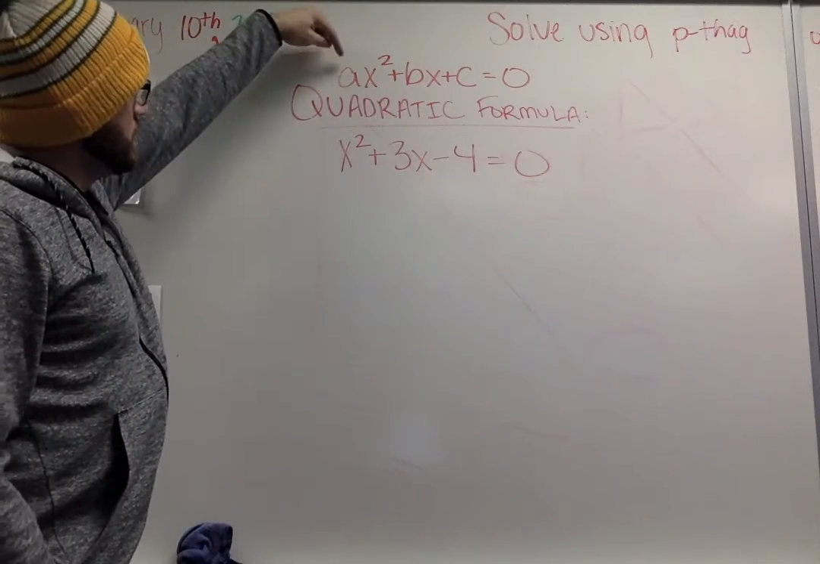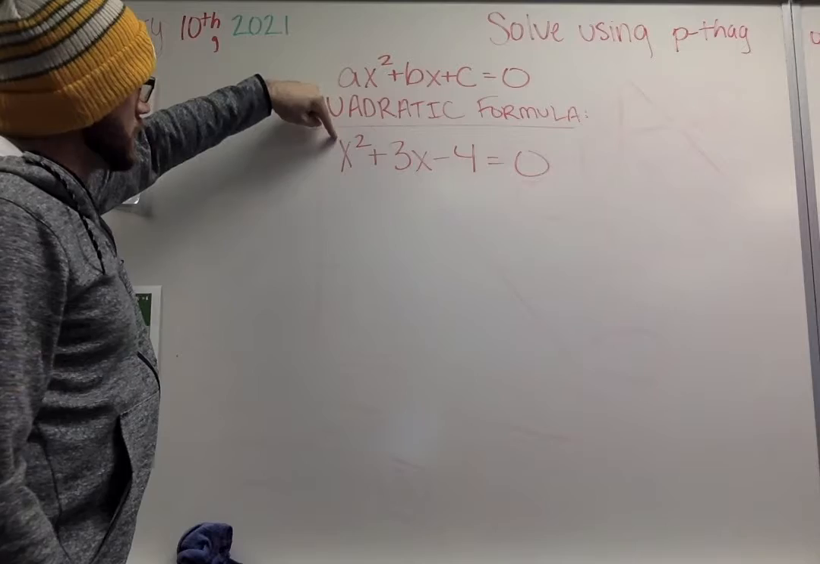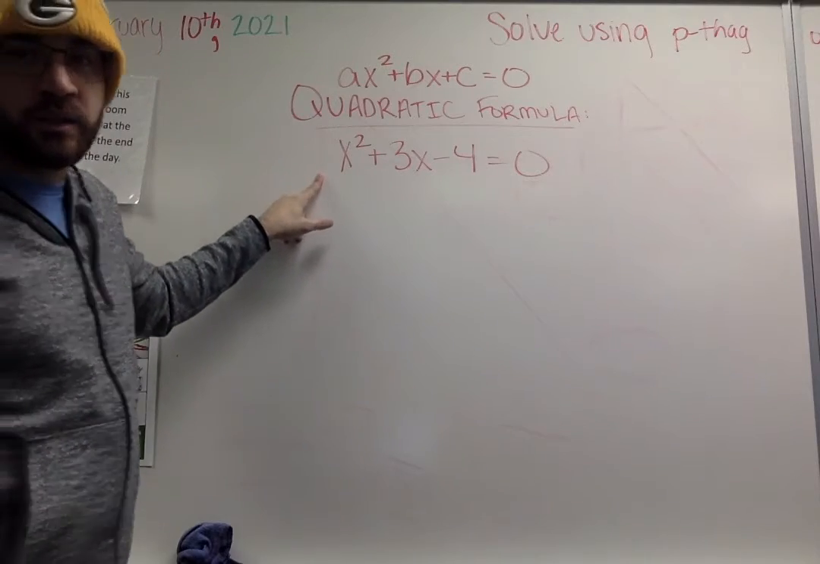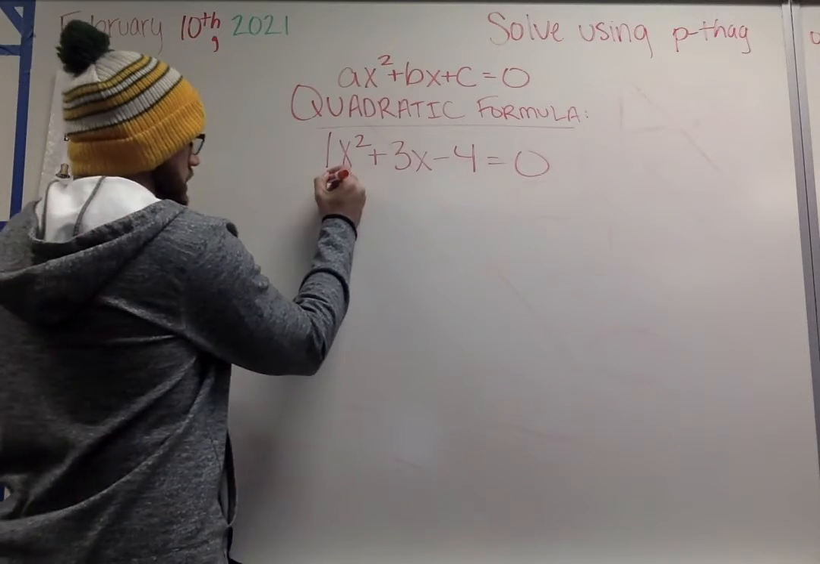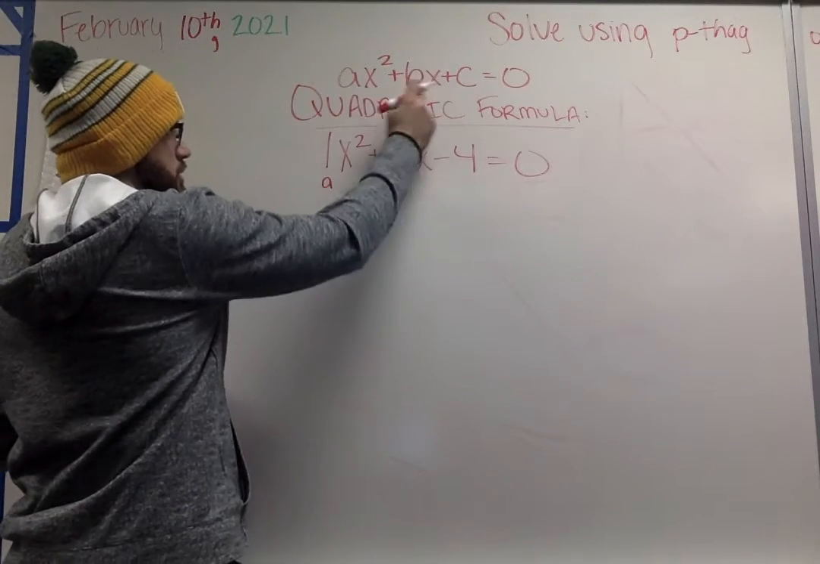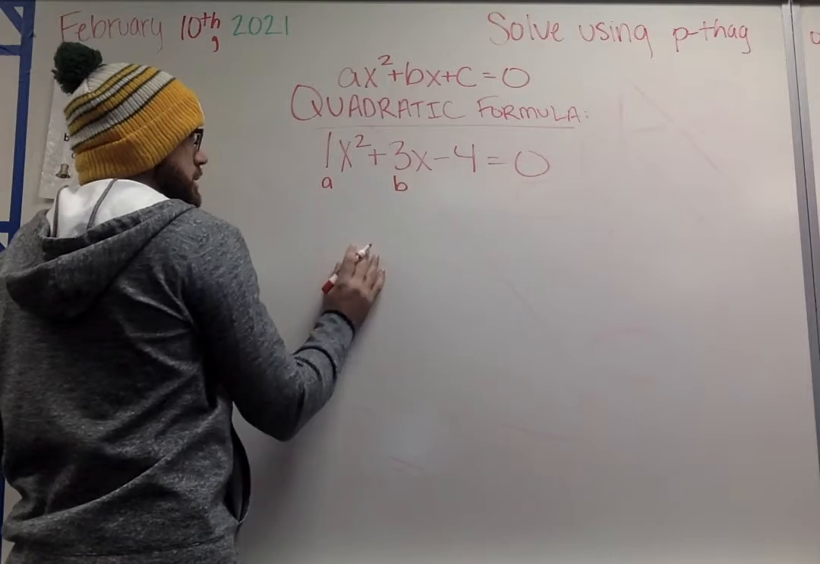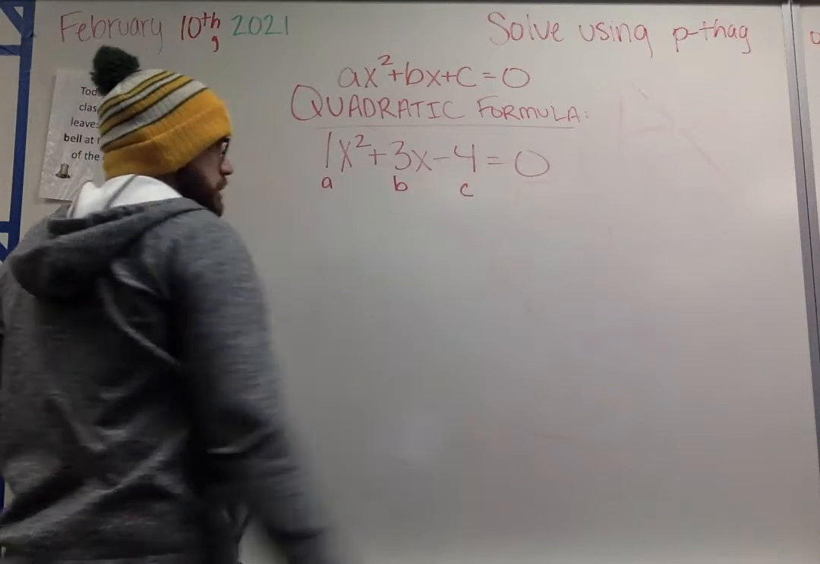Okay? So then here, our A value is whatever number is with our x squared. Right now there's nothing here, so we treat that like there's a 1. Our A value, so I'm just going to put an A underneath of it. Our B value is always paired with x, so I know this is my B. My C value is always by itself.